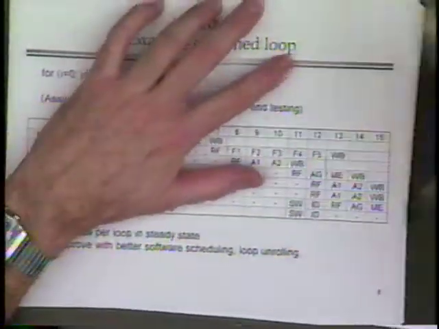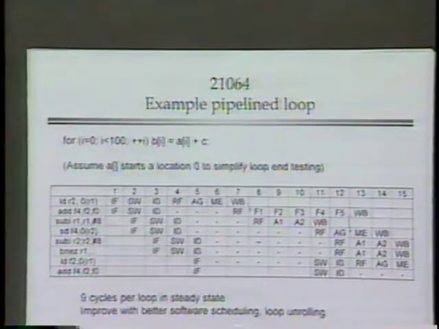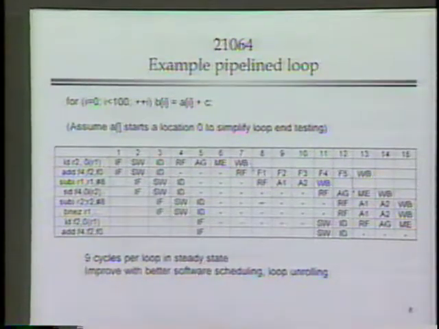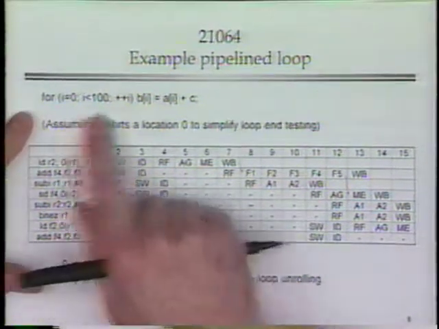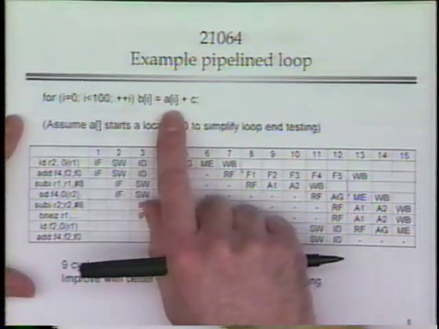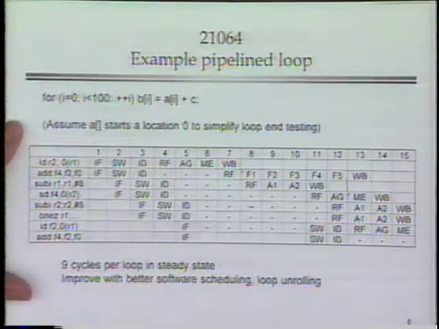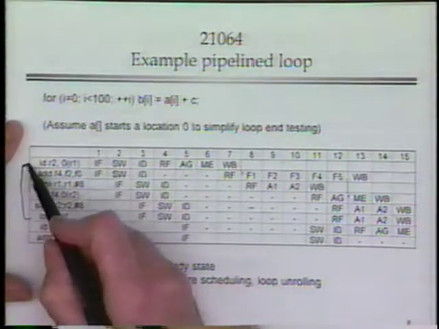Okay, let's look at, I guess we have time to do this, an example pipelined loop for the 21064 and try to figure out how it schedules. This is our traditional simple loop of adding to a vector a constant and storing it in another vector. The loop is basically this.